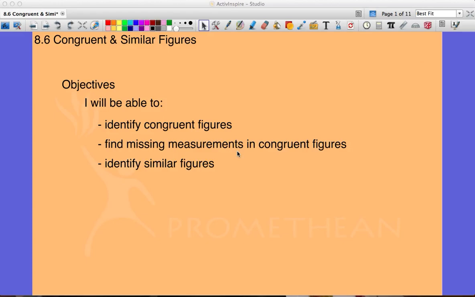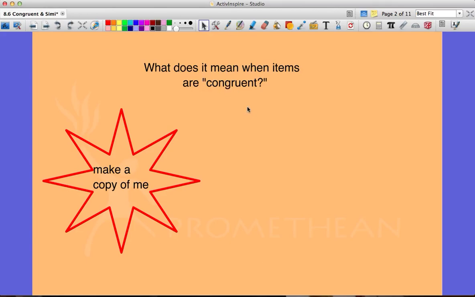Welcome to Lesson 8.6, Similar and Congruent Figures. In this lesson we're going to talk about what makes shapes congruent and what makes them similar, because there is a difference between the two. To start off, we're going to talk about congruent figures.